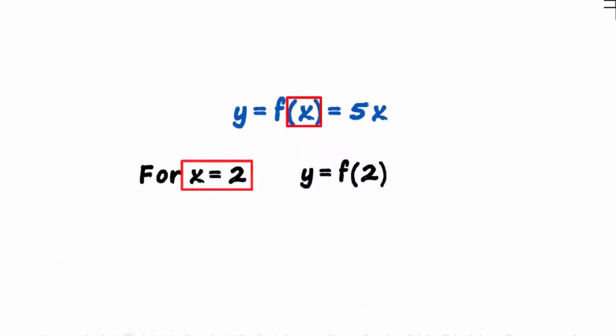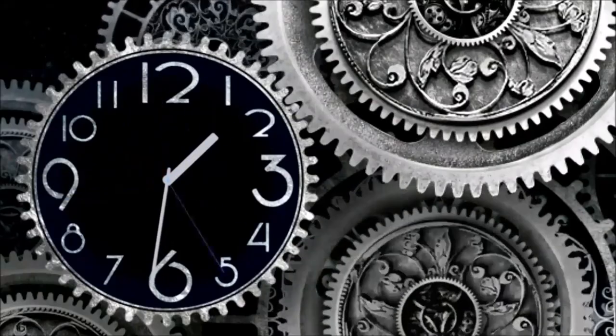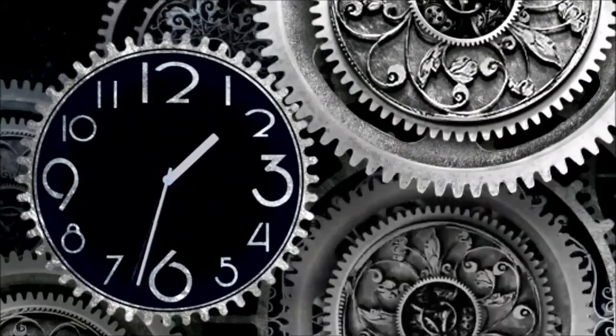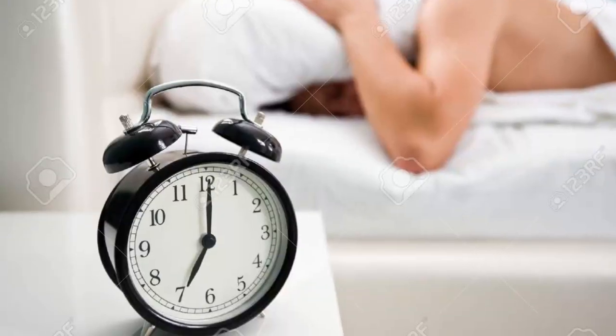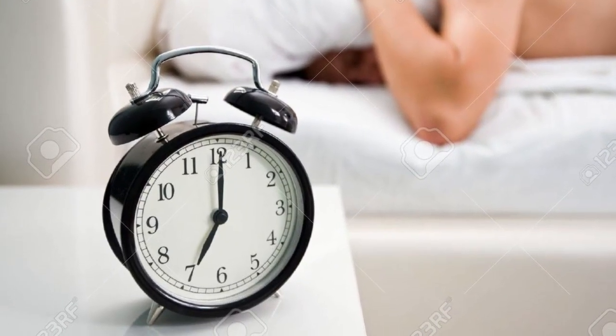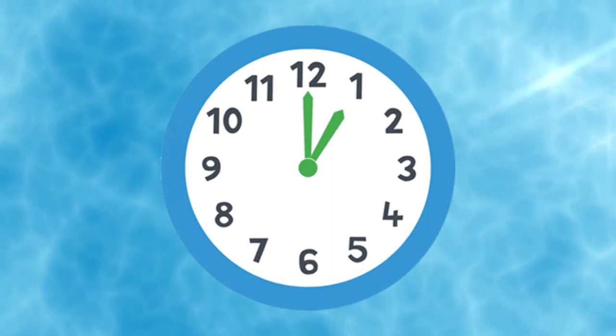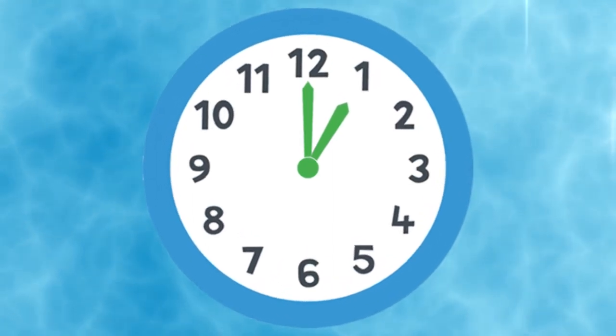But now let's talk about functions that give a periodic result. A function that will give me the time at a particular moment. Suppose the first time I checked the time, it was 7 in the morning. After a while I checked it, it was 1 o'clock or 1300 hours.